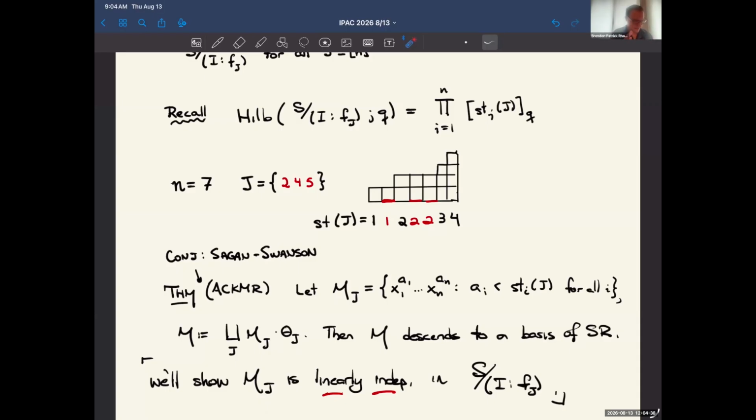But I'll say right away, we don't have an elementary proof of linear independence or spanning. So this will absolutely not be using Gröbner theory. We're going to be using ideas from hyperplane arrangements. So open problem: find an elementary proof.